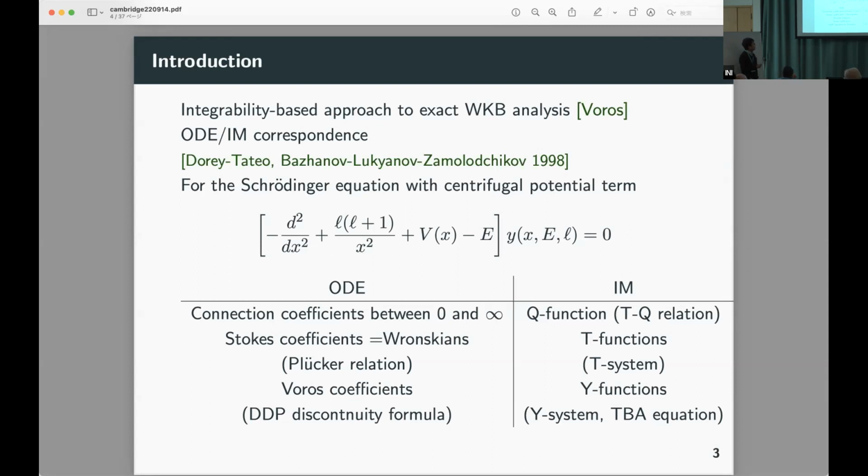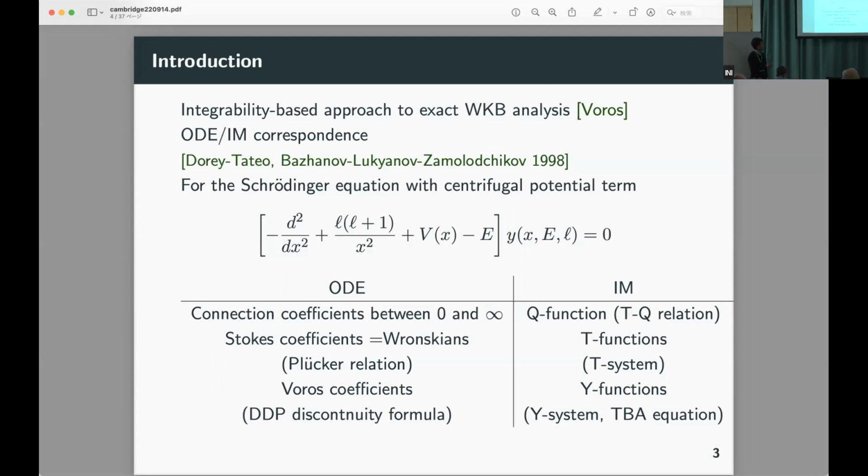So, the connection coefficient. They have two sets of solutions, around the origin and at infinity, and the connection coefficient is between the two solutions. In the integrable model side, this is regarded as the so-called Baxter's Q functions. And the Stokes coefficients between some asymptotic regions are evaluated by the Wronskians of the solutions at infinity. This Stokes coefficient appears in the integrable model side as a T function. This is the eigenvalue of the transfer matrix of the integrable model.